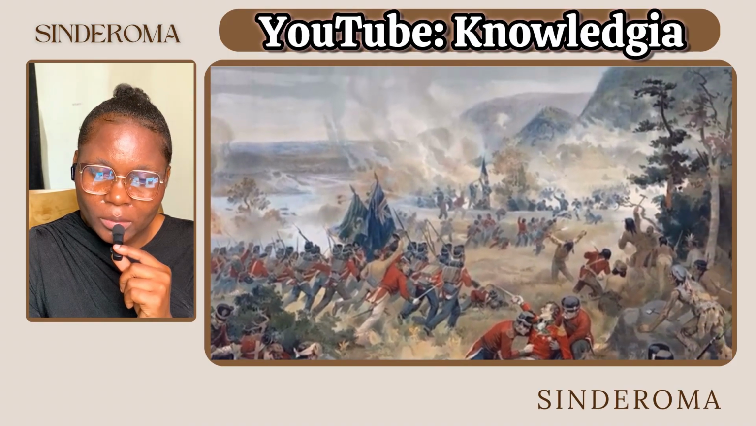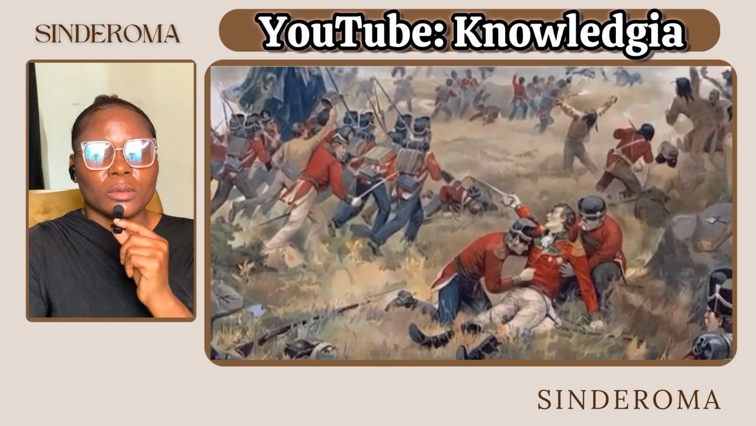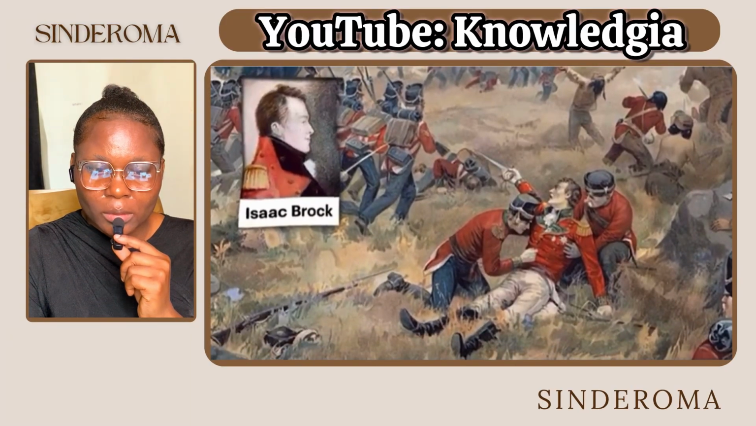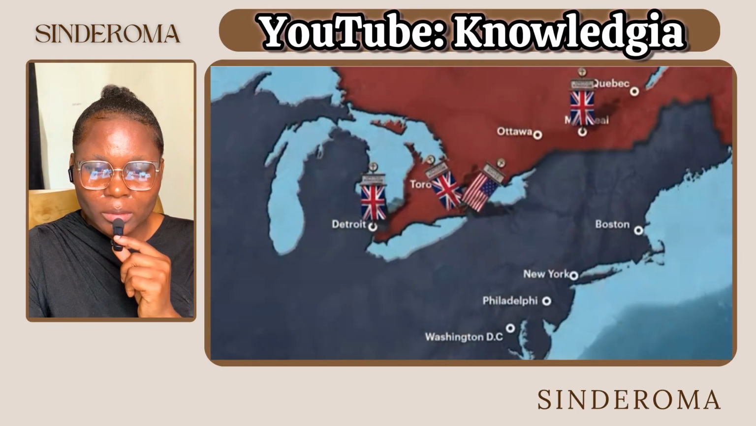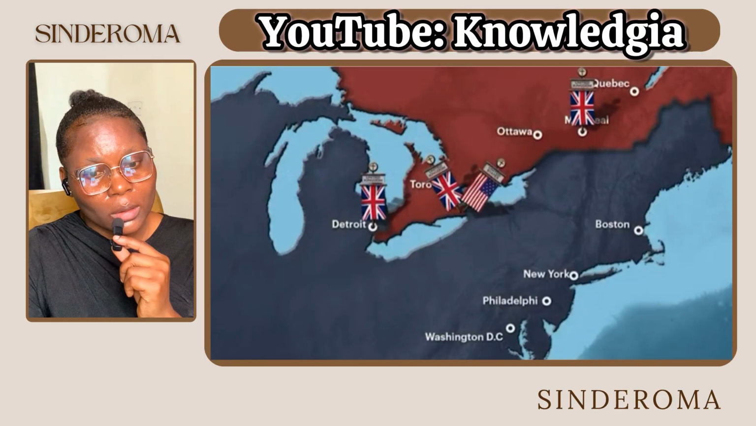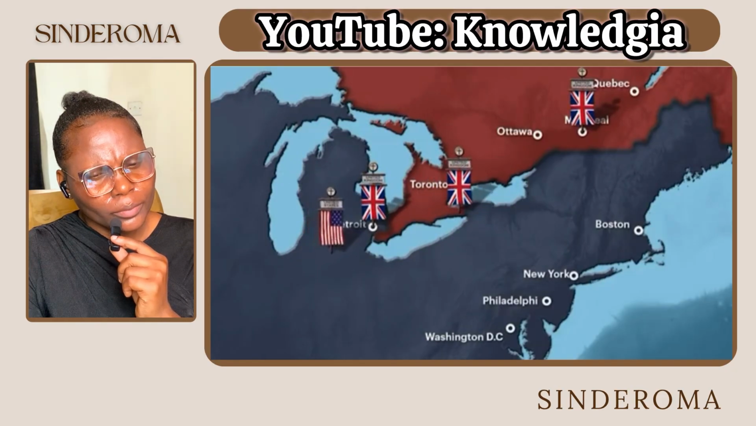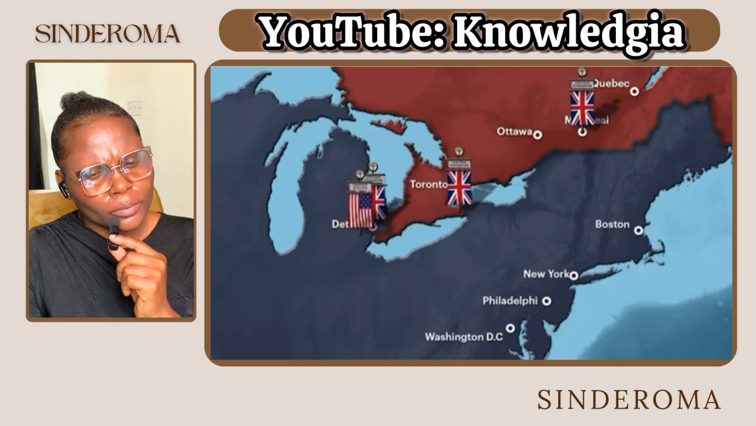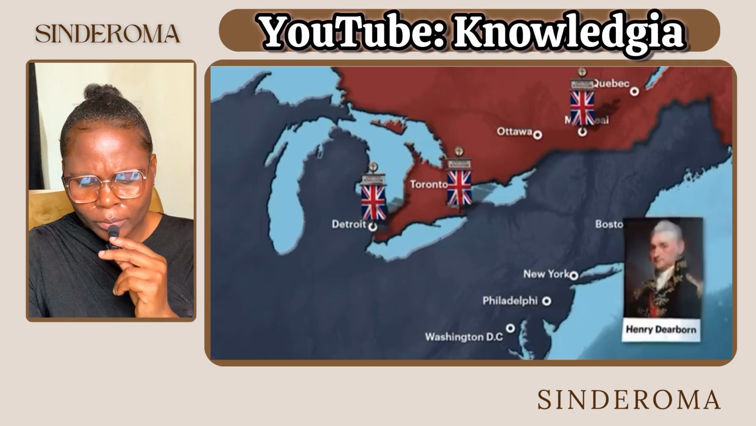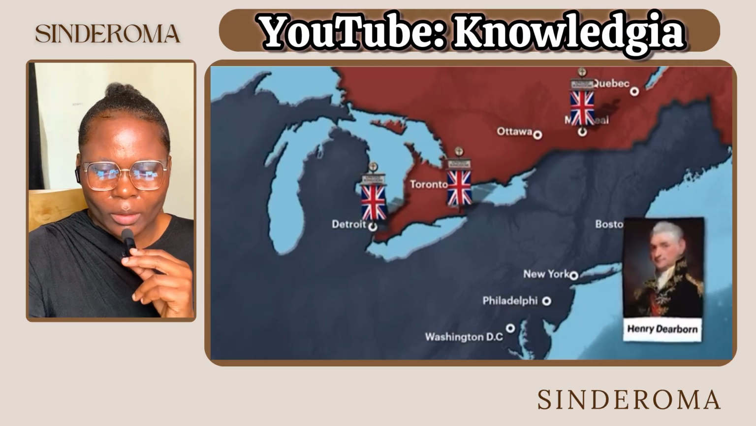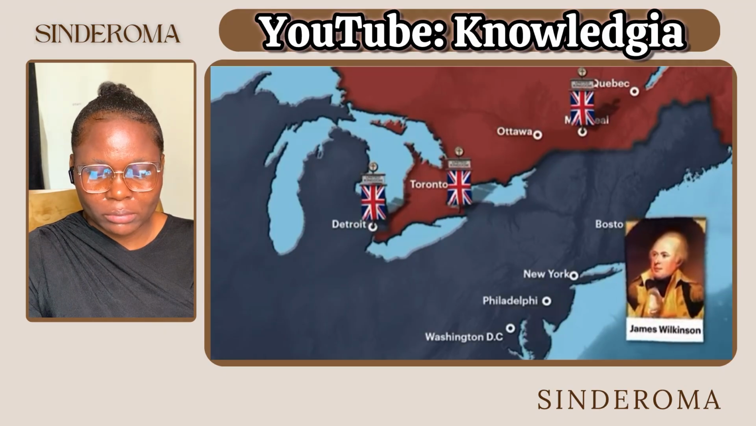925 US soldiers were then captured by the British despite Major General Isaac Brock on the British side being killed during the battle. Yet again, the Americans took another hit in 1813 when an attempt to retake Detroit resulted in a massacre of US prisoners by their Native American opponents. On top of that, Brigadier General Henry Dearborn was replaced by Major General James Wilkins.